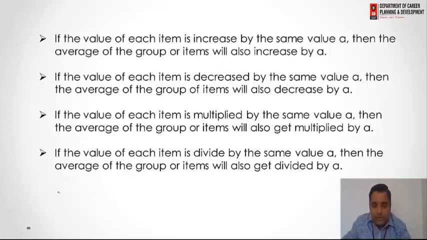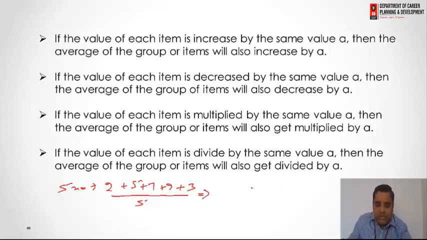Let's have an example, with 5 numbers: 2, 5, 7, 9 and 3. We need to find the average of this, that is 2 plus 5 plus 7 plus 9 plus 3, divided by 5. Then the mean is 2 plus 5 is 7, 7 and 7 is 14, 14 and 9 is 23, plus 3 is 26. 26 by 5 is 5.2. So this is the average.